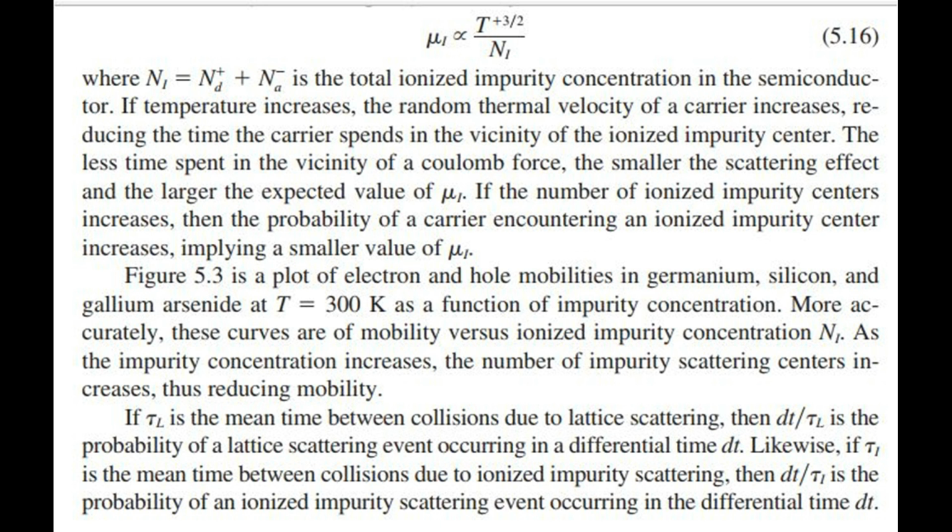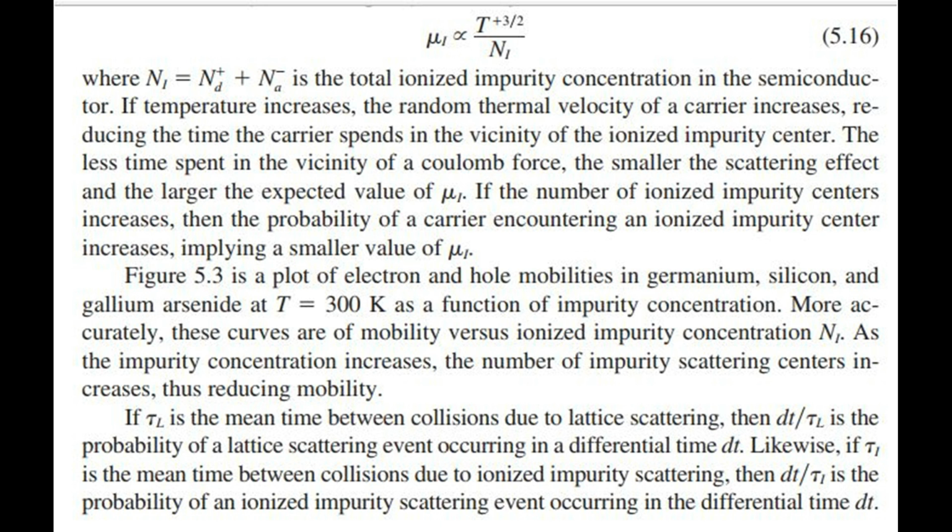If τ_L is the mean time between collisions due to lattice scattering, then dt over τ_L is the probability of a lattice scattering event occurring in a differential time dt. Likewise, if τ_I is the mean time between collisions due to ionized impurity scattering, then dt over τ_I is the probability of an ionized impurity scattering event occurring in the differential time dt.